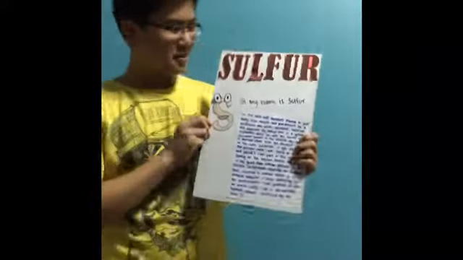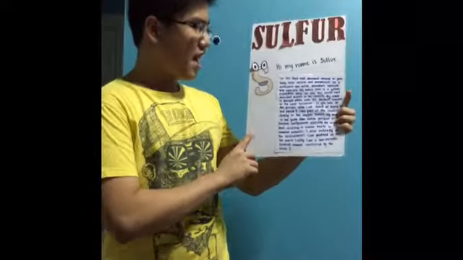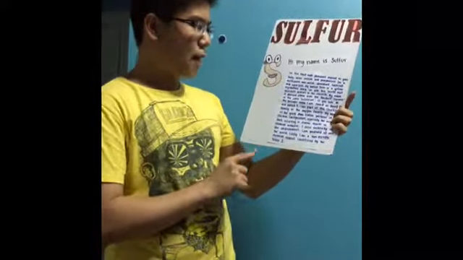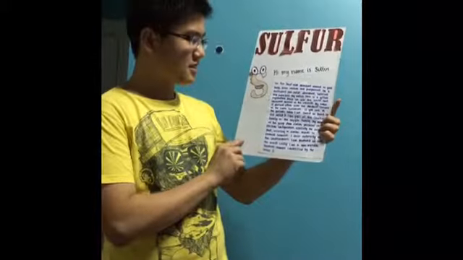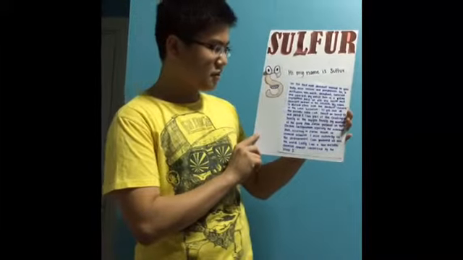Now, we have sulfur. Kids, this is sulfur. Sulfur is the third most abundant mineral in your body after calcium and phosphorus. It is a multivalent, non-metal, abundant, tasteless, and odorless. Its native form is a yellow crystalline solid. It is also the 10th most abundant element in the universe.